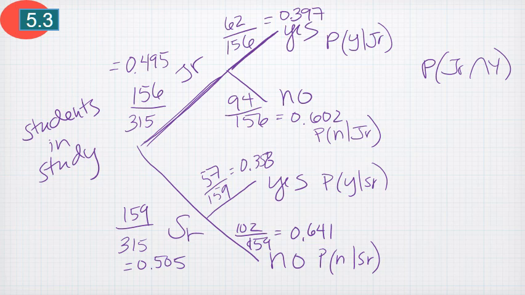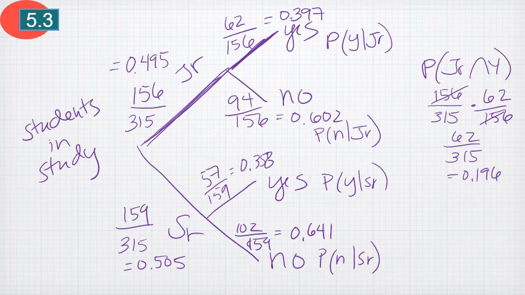Well, basically, I'm going to take this branch and multiply it by this branch. So if I were to do that, and I'm just going to show you one of these here, I would say, okay, it's 156 divided by 315 times 62 divided by 156. Look, they cancel out. So it ends up being 62 divided by 315. When you do that, that's your total right there. So this ends up being 0.196, and that's your juniors and yes. So when you multiply the branches, you get those same things.